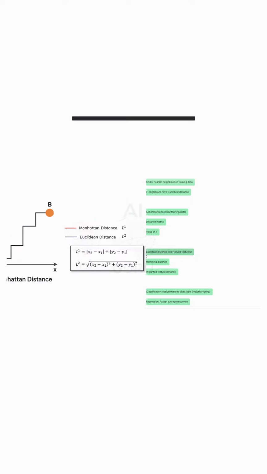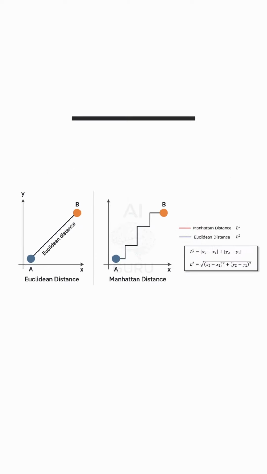But I know there's another common one too, the Manhattan distance, or L1 norm. Why do we usually default to Euclidean, the L2? Is there a specific reason?